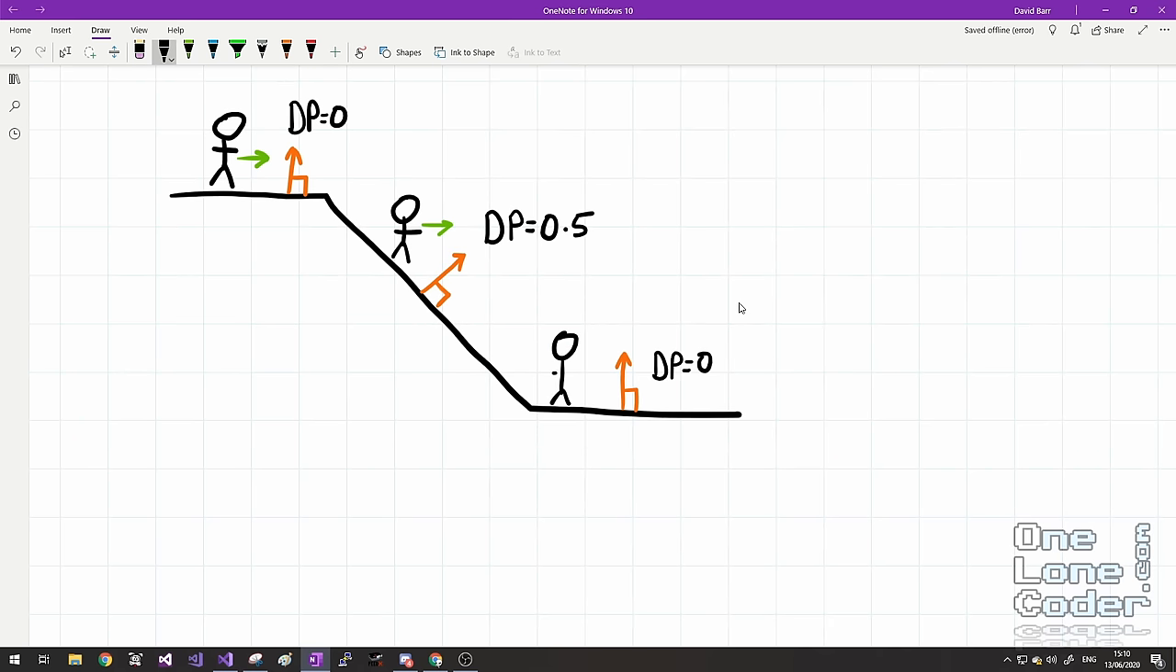Let's look at it from the other side. This time my character is trying to go up the hill. Well, now we see that we've got direction vectors which are going in opposite directions. They're not similar at all. And so in this instance, the dot product is going to tend towards minus 1. So I could use this information to really slow down my character as he struggles to climb up the hill.